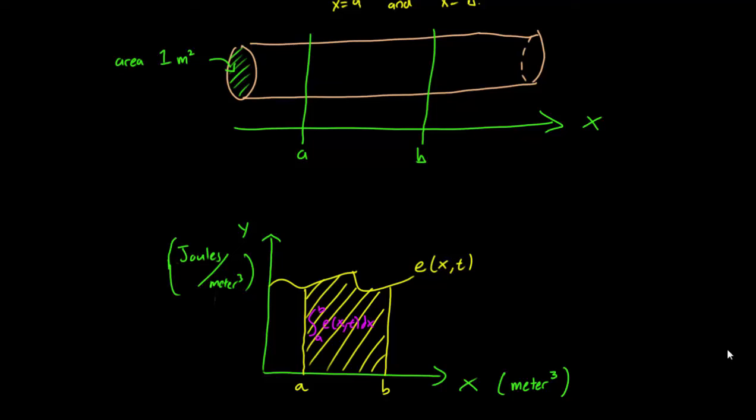So remember that an integral is simply the area under the curve. We draw the graph of E(x,t) like so, and we mark off the points a and b on the x-axis. So the definite integral of E with boundary values a and b is simply the area under that curve. And you see, if you multiply the x-axis unit, meter cubed, with the y-axis unit, joules per meter cubed, you get joules, which is the unit of energy. And it's consistent with the assertion that that integral is the amount of energy in the rod between a and b.